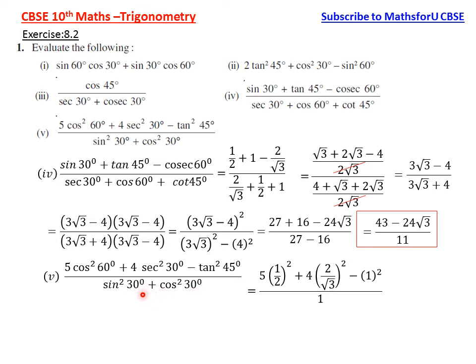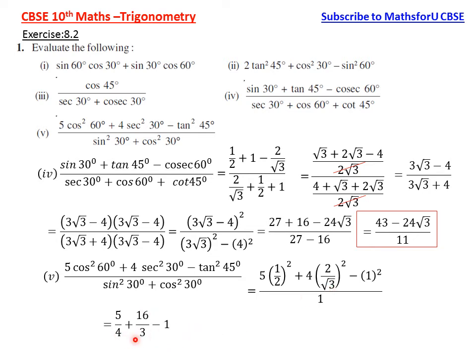That is, here the thetas are the same, 30 and 30. So sin square theta plus cos square theta is 1. Directly we can write this as 1. Now 5 into 1 by 4 plus 4 into 2 by 3, 16 into 2 by 3 minus 1. Here when you square it, 2 square is 4. So 4 into 4 is 16. Here root 3 square will be 3.